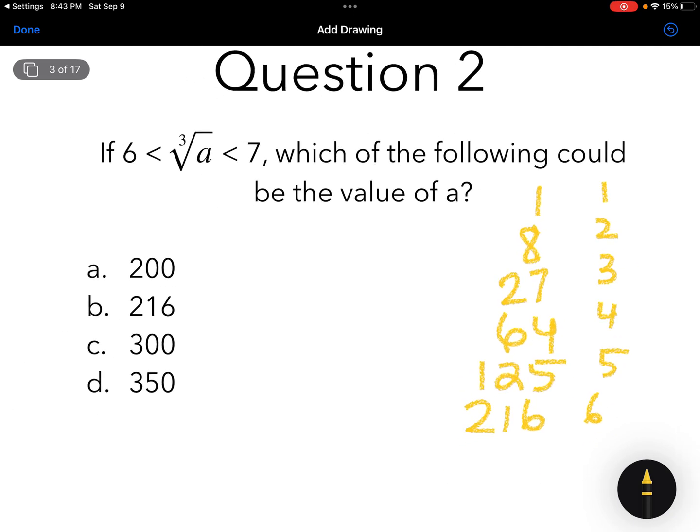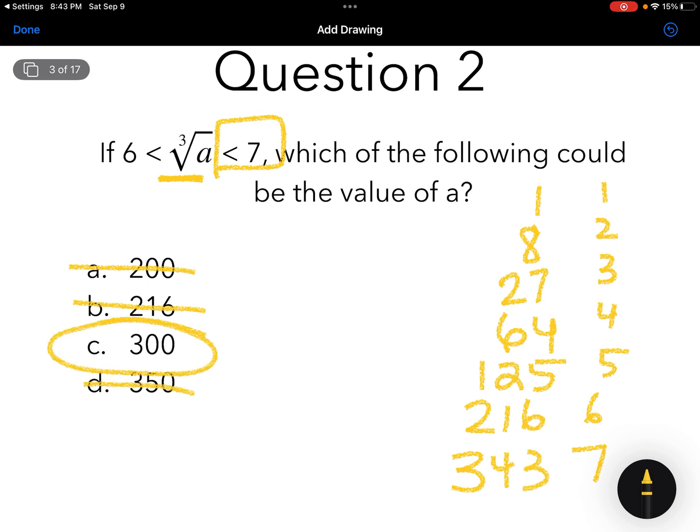I know that the number has to be greater than 216, so it can't be 200, it can't be 216, and it has to be less than 7 cubed. So I'm going to do 7 times 7 times 7, and I get 343. So I know it can't be 350, so it's going to have to be 300.